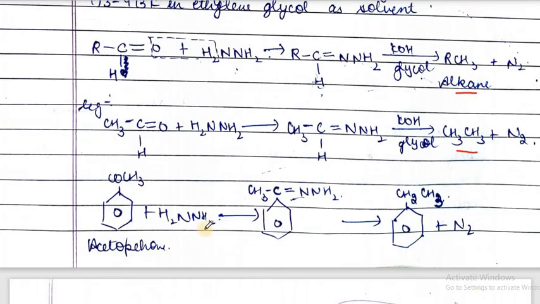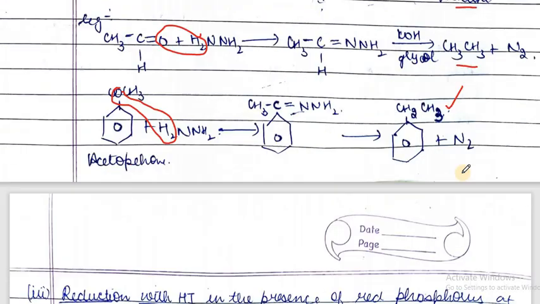Similarly, acetophenone with hydrazine, in this water is removed and NH2 is attached, and that is the hydrazone, and then it gives this. Similarly, the oxygen and hydrogen are removed as water, and this group is attached to carbon, so C=N-NH2, and this with potassium hydroxide and glycol gives this hydrocarbon. So this is the Wolff-Kishner reduction.